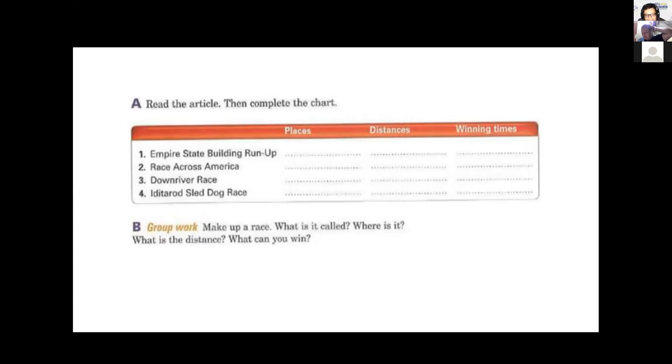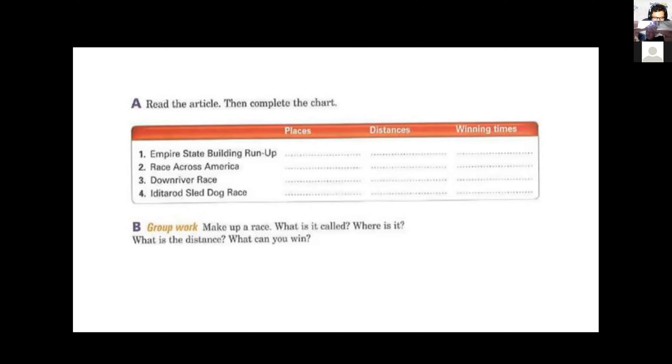Vamos con el siguiente. Race Across America. And where is located? Where is the place? California to Savannah, Georgia. Excellent. The distances? 2,900 miles. Okay, 2,900. And what is the winning time? 8 to 10 days, teacher. Thank you so much.